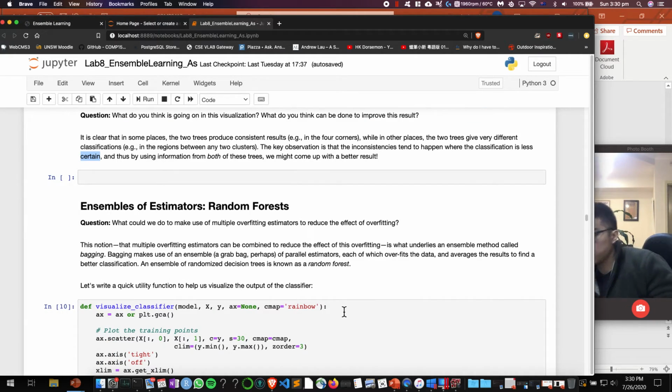Question: what can we do to make use of multiple overfitting estimators to reduce the effective overfitting? So we learned a few methods of ensembling that were great in terms of reducing the variance. So bagging, random forest, and we could also use a GBM if we want to be extra fancy.